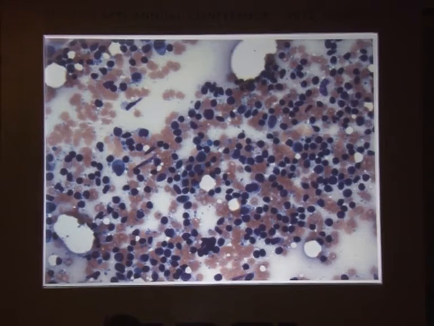Mostly lymphomas will give you a monomorphic population of tumor cells, monomorphic. Whether they are small, whether they are large, whether they are cleaved, whether they are vacuolated, whether they are blastic, they'll all be very similar looking.